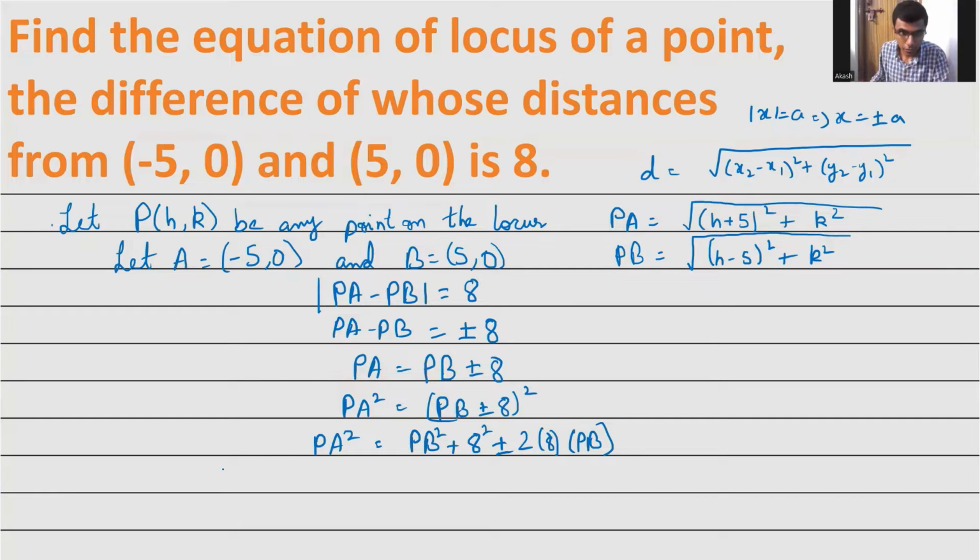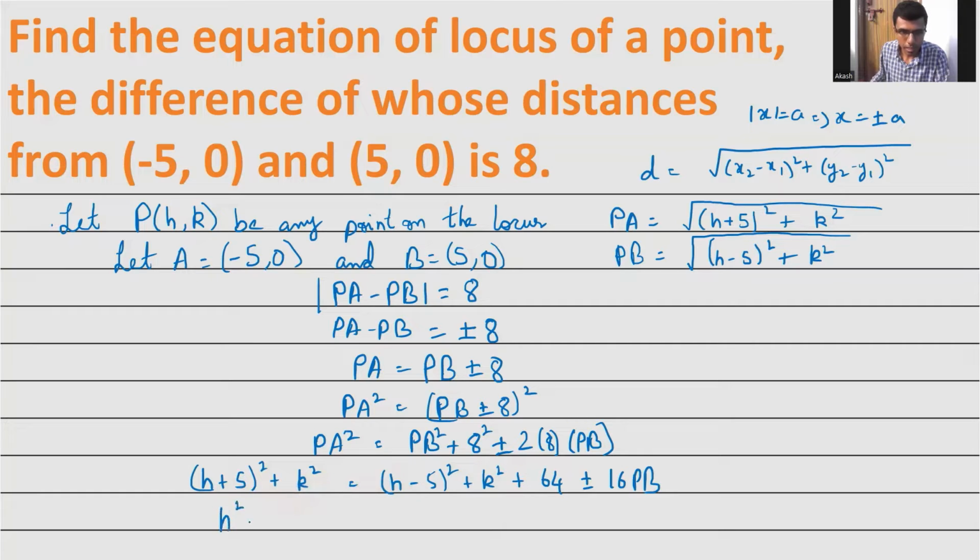Stay focused, guys. (H plus 5) whole square plus K square is nothing but equal to (H minus 5) whole square, this term without the under root, plus K square, plus 8 square which is 64, plus or minus 2 into 8 which is 16 PB. Now, if you observe, K square and K square will get cancelled. Now, just expand these two squares.